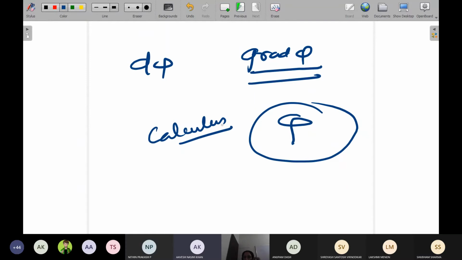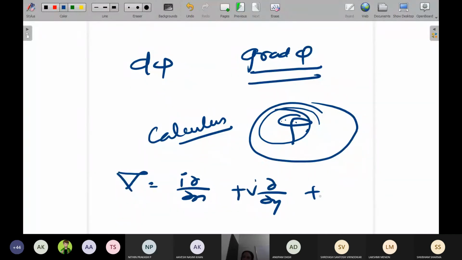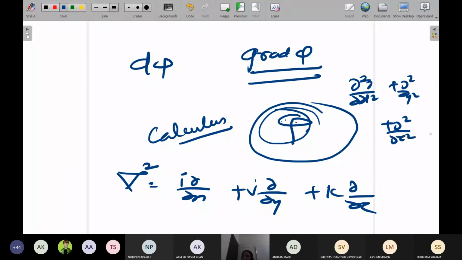In calculus, what is your del? Del is i into dou by dou x plus j into dou by dou y plus k into dou by dou z. This is your del. What will be your del square? Del square is dou square by dou x square plus dou square by dou y square plus dou square by dou z square. This i, j, k will become all i square, i dot i, j dot j, all those concepts will come, k dot k will come. So this is going to be there.